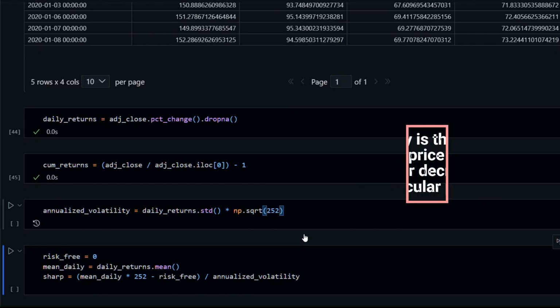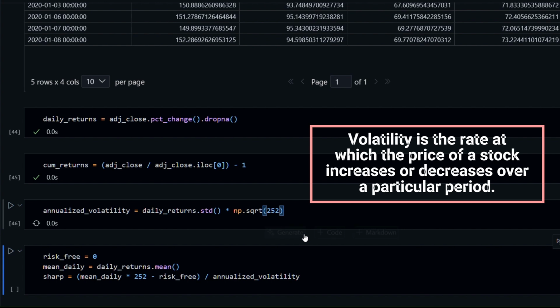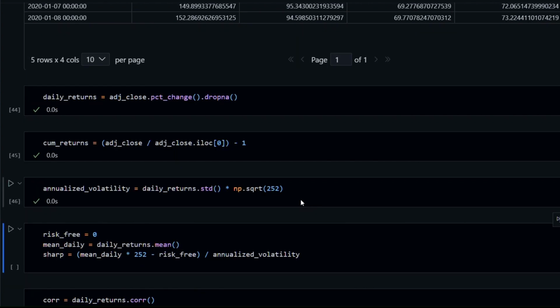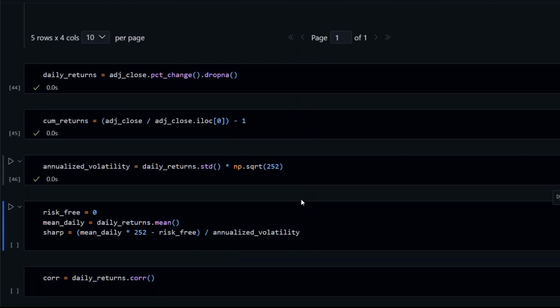Next, let's measure volatility. Volatility tells us how much the stock price fluctuates. Higher volatility means higher risk. Prices move sharply up and down. Lower volatility means a more stable stock. We calculate annualized volatility by multiplying the standard deviation of daily returns with the square root of 252, since there are around 252 trading days in a year.